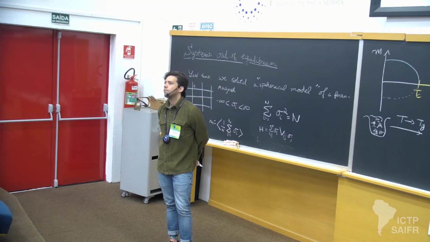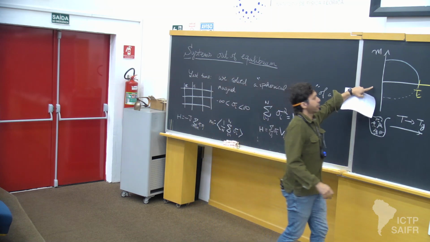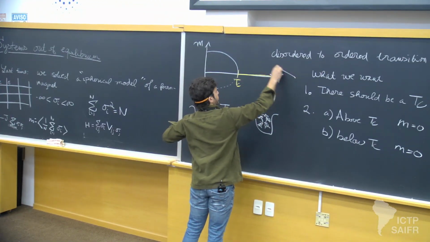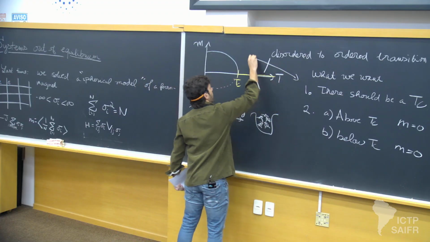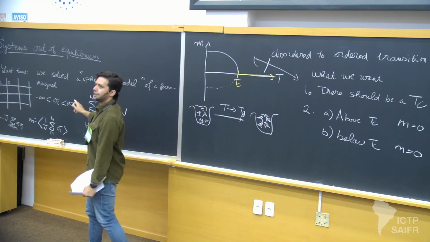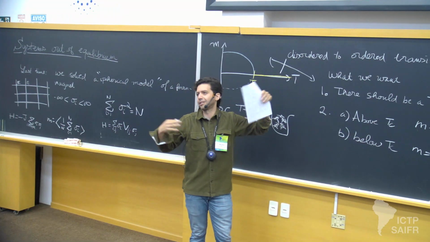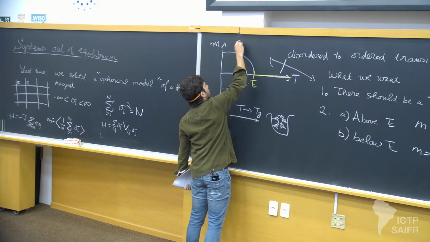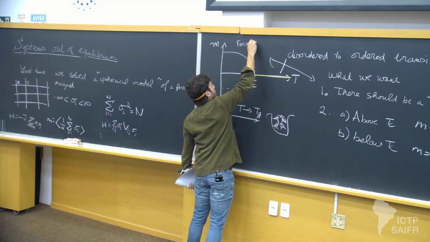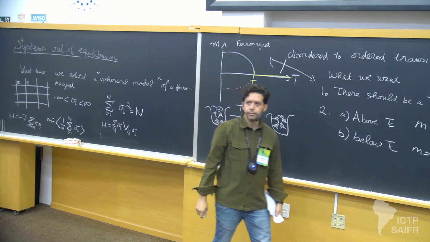This doesn't describe this. Okay, okay. This describes the ferromagnet, and here we want something that's like a glass, not a ferromagnet. This is the ferromagnet. Any other questions?